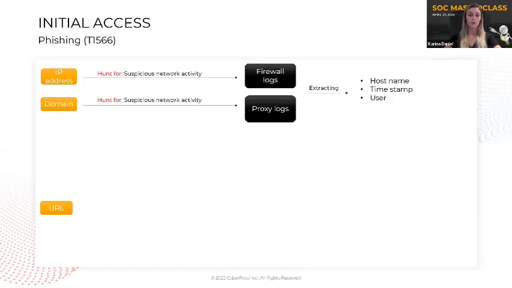From the proxy logs perspective, all network traffic flowing out of the network should be passing through the proxy. And this type of logs typically provides a rich repository of metadata. That's also why proxy logs are a great resource for threat hunting. So in this case, the domain could be hunted in the proxy logs. From both of these logs, we can extract the host name, the username, and the timestamp.